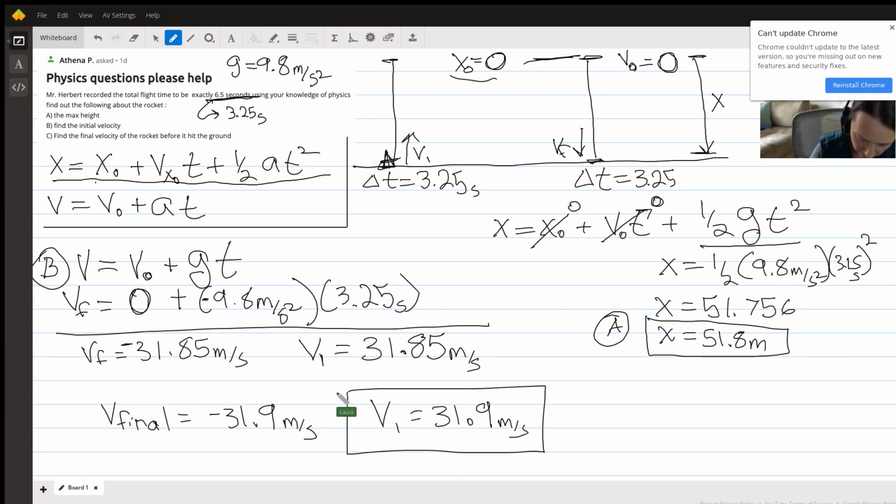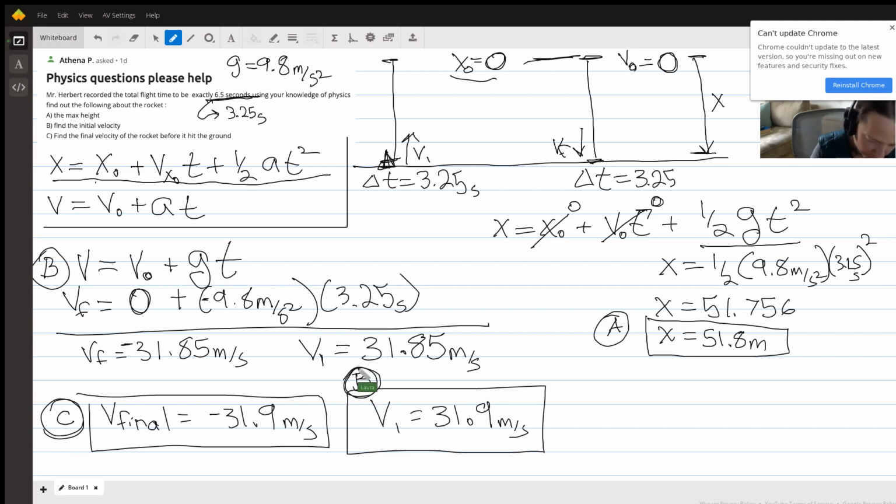So let's see. We need to make sure that we label this with the C so that we know that this is C and that this is part B. And let's just take a moment and erase this B out of here so that it's clear.